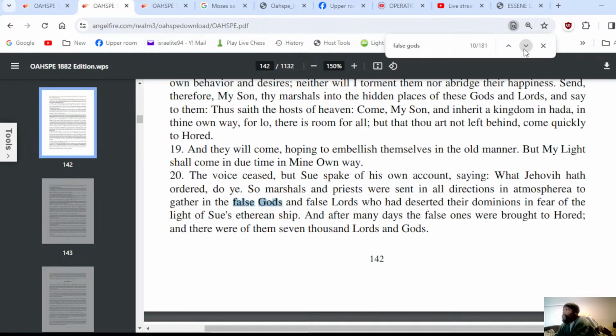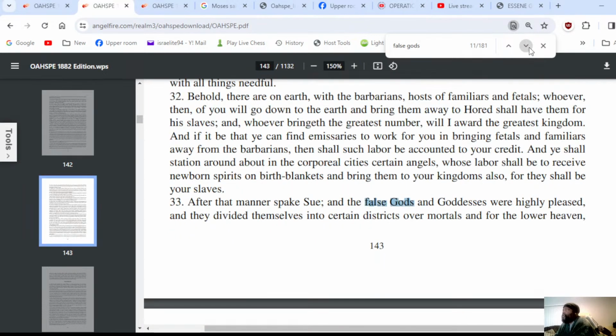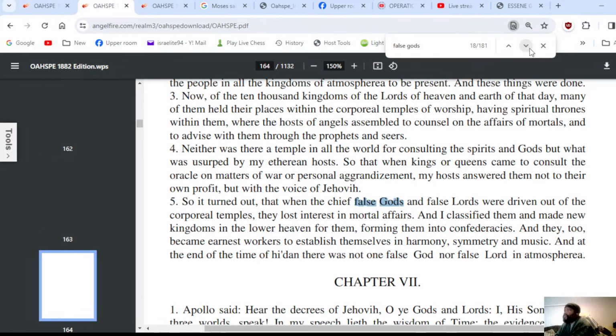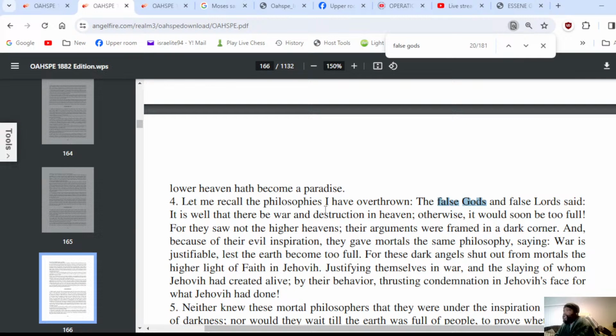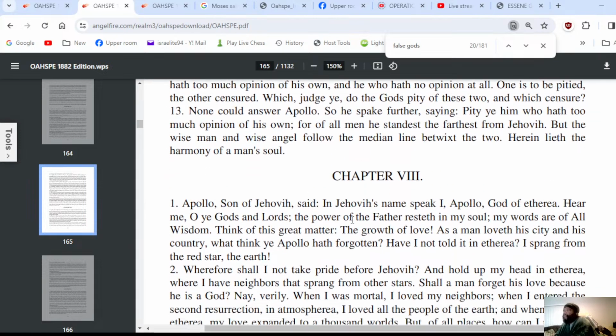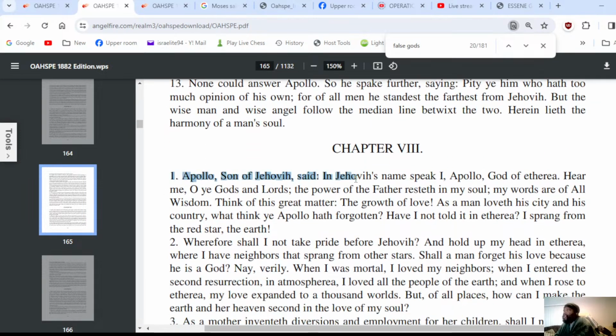Now, let's go to the next one. All right. That's still part of the same chapter. Let's go into the thick of it. Let's go ahead a couple of verses. Let me see. Let's go up. Apollo, son of Jehovah. Now Apollo's interesting.